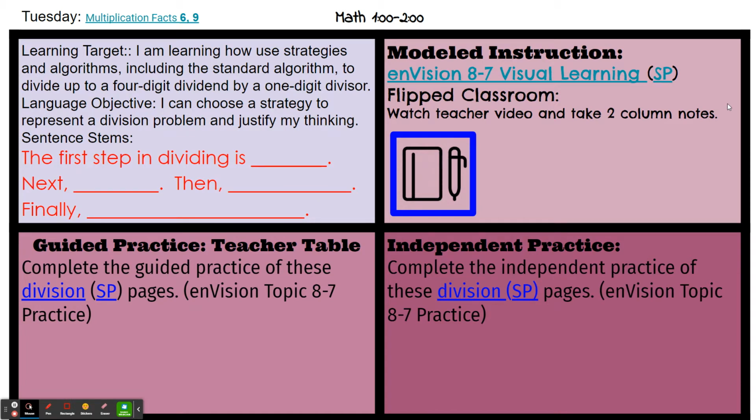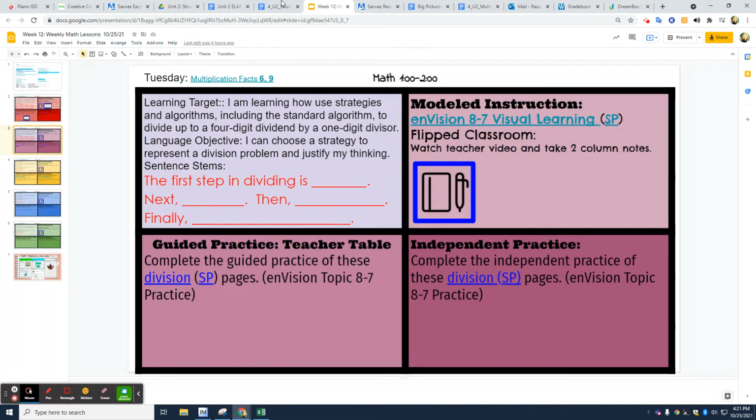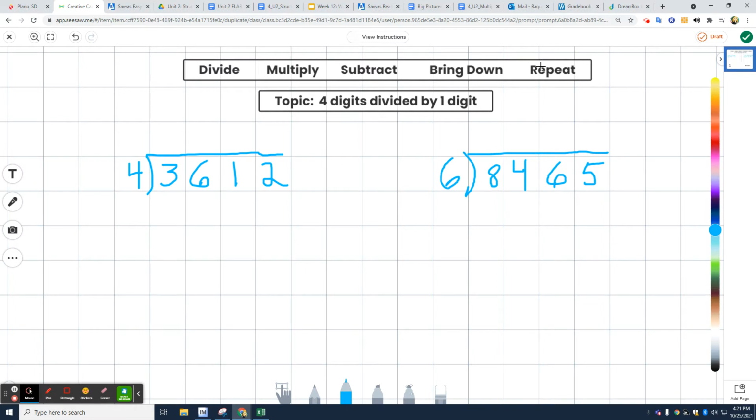So let's get started. Today, like yesterday, I want to try a couple problems before we watch the video. And at the top, I would want to write this in my notebook. I'm using Seesaw because that way you can see it really well. But I would copy these problems into my notebook, and that way you have examples that you can look back at if you get stuck on a problem that you're doing later.